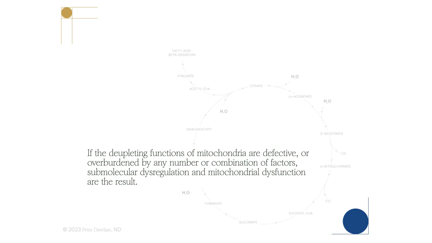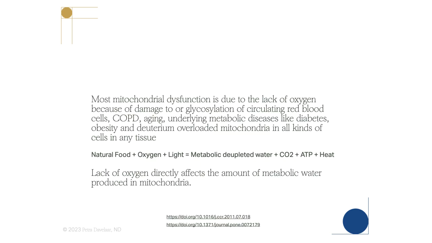If the depleting functions of mitochondria are defective or overburdened by any number or combination of factors, submolecular dysregulation and mitochondrial dysfunction are the result. Most mitochondrial dysfunction is due to the lack of oxygen because of damage to or glycosylation of circulating red blood cells, COPD, aging, underlying metabolic disease like diabetes, obesity, and deuterium overloaded mitochondria in all kinds of cells and tissues. Ultimately, natural food plus oxygen plus light equals metabolic depleted water, carbon dioxide, ATP, and heat. Lack of oxygen directly affects the amount of metabolic water produced in mitochondria.